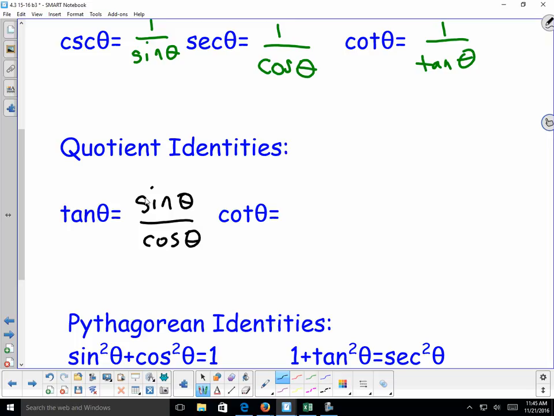Well, cotangent, can we just take, instead of y over x, can we just take x over y? So what would that be? Cosine over sine. Are we okay with this?